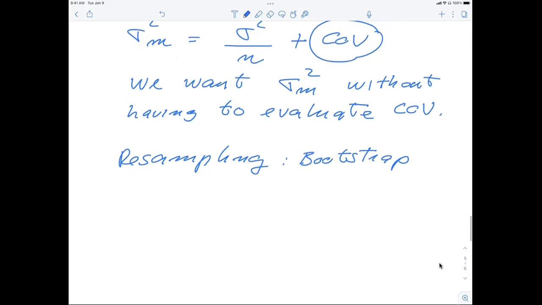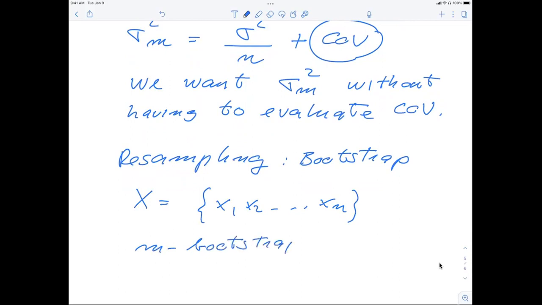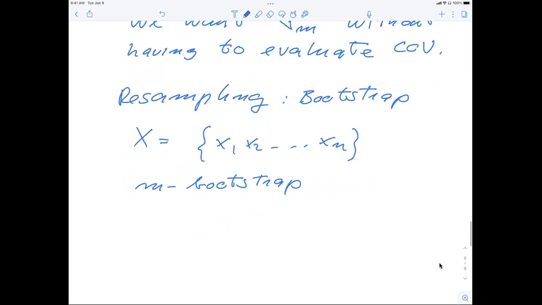So if you look at the Bootstrap, we now have X, a set of observations which contains X1, X2, up to some Xn. And then we are going to perform M bootstraps. This is the way we are going to generate the data sets which you could have thought of generating by an experiment.